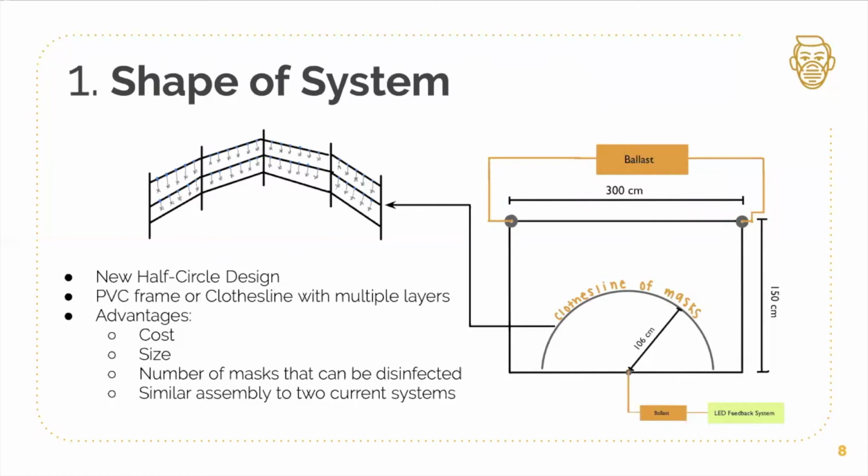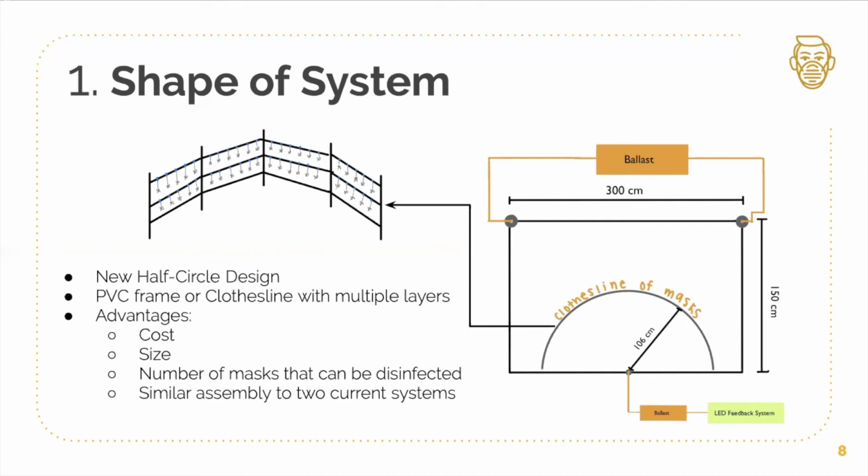A clothesline or PVC rack would be in a half-circle-like shape around the center bulb. The curve of the rack and the positioning of the corner bulbs could be adjusted to optimize UV exposure. The clothesline or PVC rack would have multiple layers so that more masks could be cleaned in one cycle.